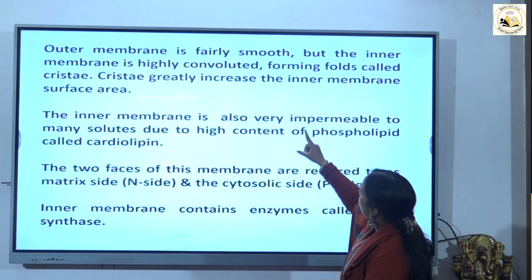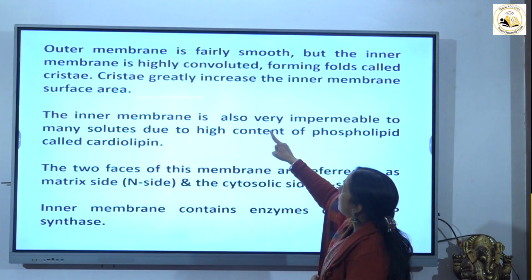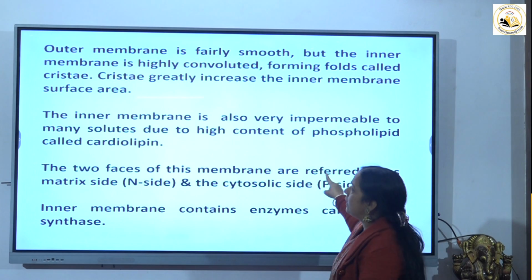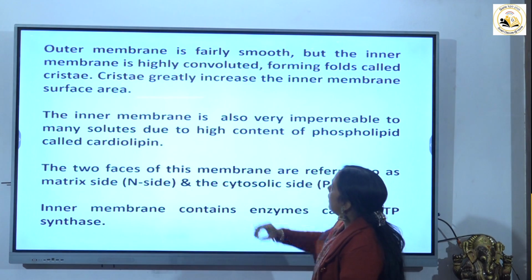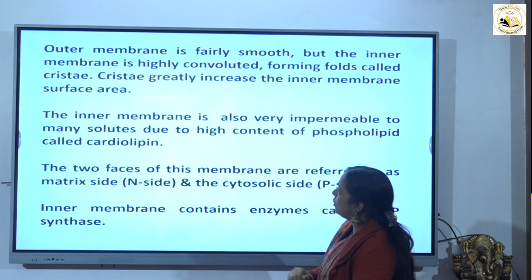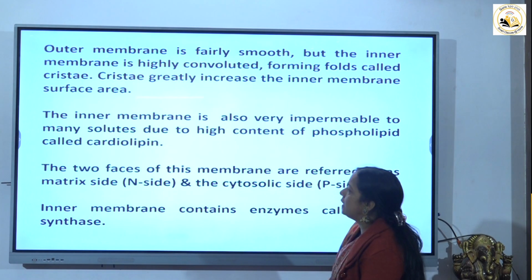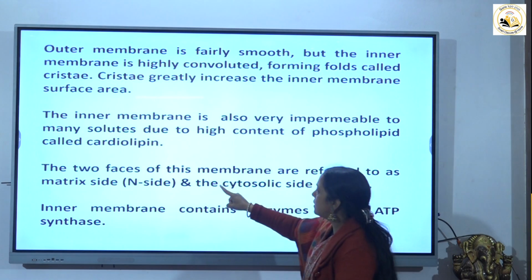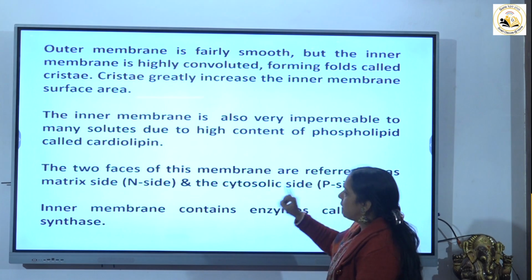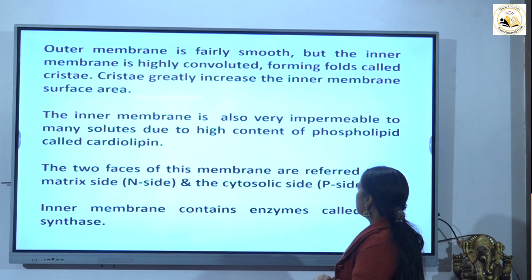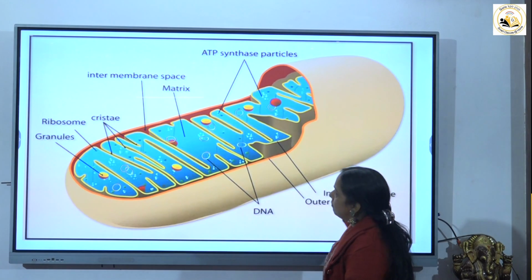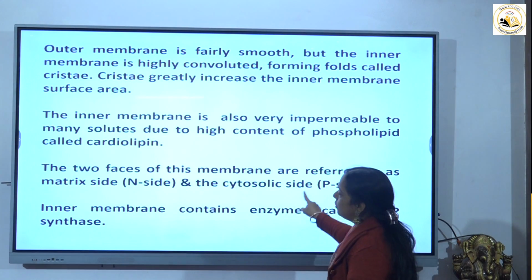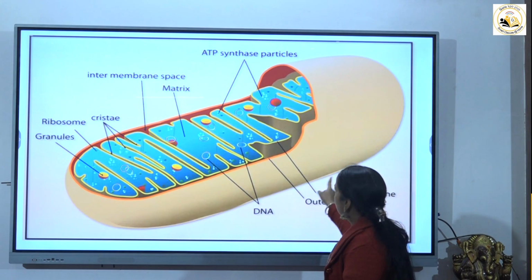The inner membrane is highly convoluted, forming folds called cristae. Cristae greatly increase the surface area of the inner membrane. You can see the convoluted inner membrane. The inner membrane is also very impermeable to many solutes due to its high content of a phospholipid called cardiolipin. The two faces of this inner membrane are referred to as the matrix side, called the N side, and the cytosolic side, called the P side.